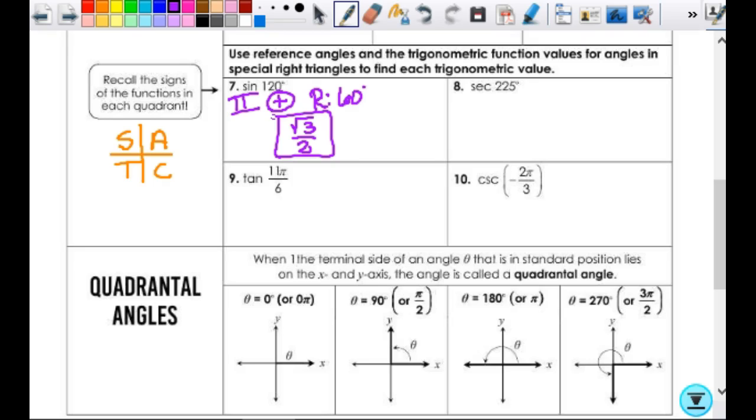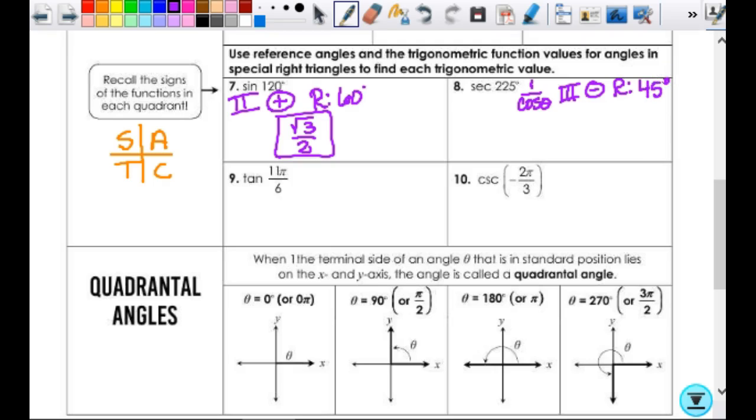Is everything before it negative? It's negative. Number 8. So, secant is the reciprocal of what? Cosine. This is 1 over cosine theta. I'm going to write that down, or I'll have to just have that thought again. What quadrant is 225 in? 3. Okay, good. So it's in the third quadrant. And so in the third quadrant, is cosine positive or negative? Negative. And then your reference angle for 225 is what? 45 degrees.